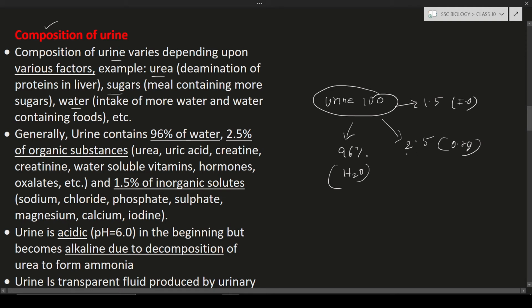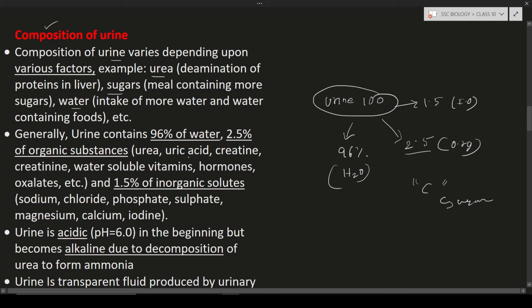2.5% is organic. Organic means any chemical compound which contains carbon. So here you can see many things, like sugar, proteins, and all these things are organic. And 1.5% is inorganic, like sodium, chloride, potassium, and so on. These are nothing but inorganic.